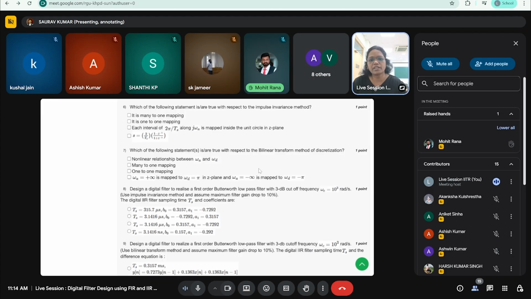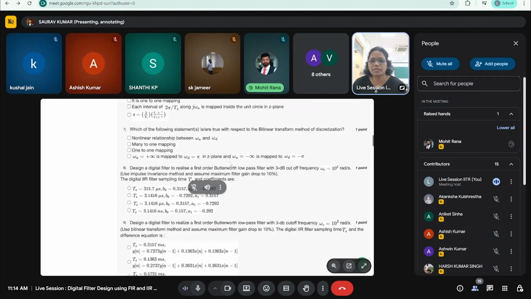And the next question is about the bilinear transform. Again, it is used to discretize these analog filters into discrete ones. What is the mapping? It is one-to-one mapping here. So it's not many-to-one.